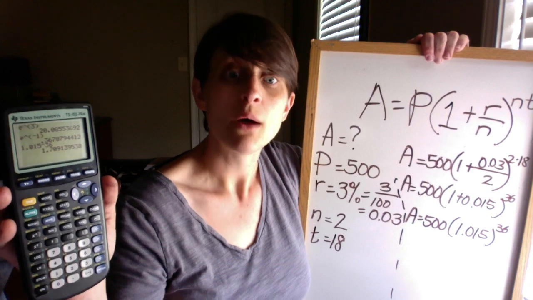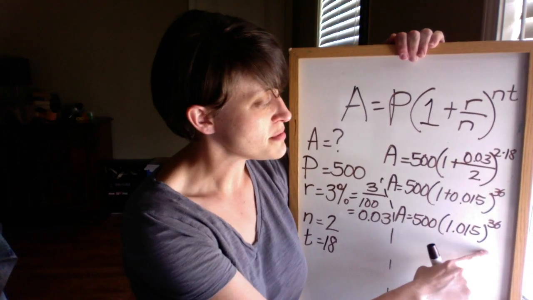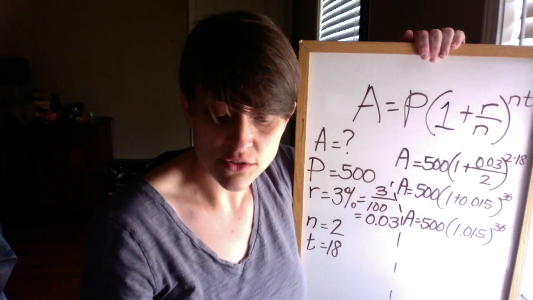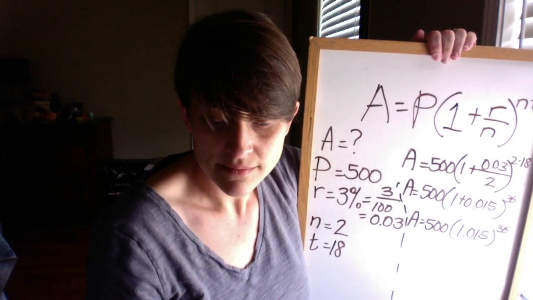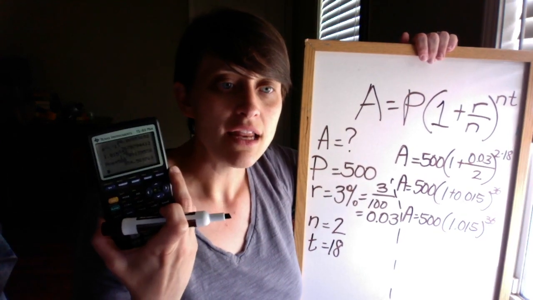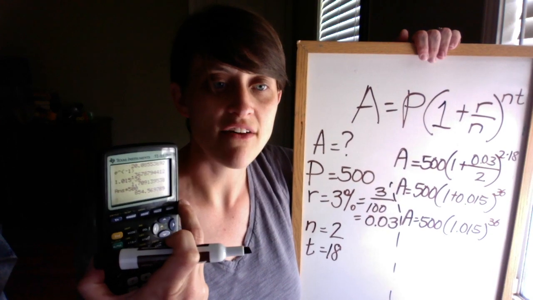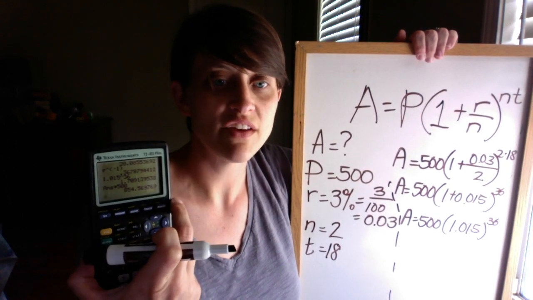I'm not going to write it. But what I am going to do is multiply that number by what it's supposed to be multiplied by, 500. Let's see what we get. We get 854, and since we're dealing in money, we'll call that 57. 854.57.